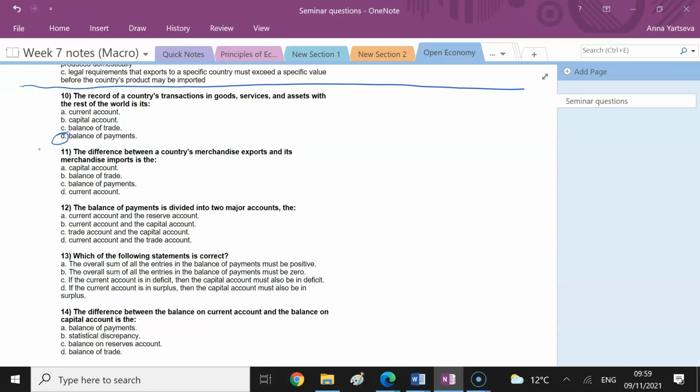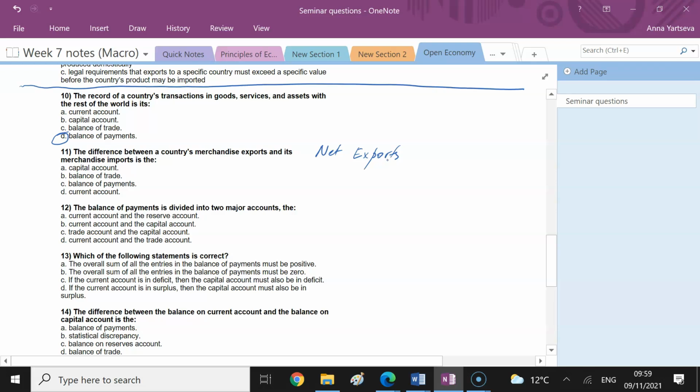The current account and capital account are parts of the balance of payments. The balance of trade is a part of the current account. So this will all represent records of various types of trade. However, the complete record is our balance of payments. The rest will not include all transactions. The difference between a country's merchandise exports and imports is what we call net exports. In the macroeconomics part, it's a part of our aggregate demand.